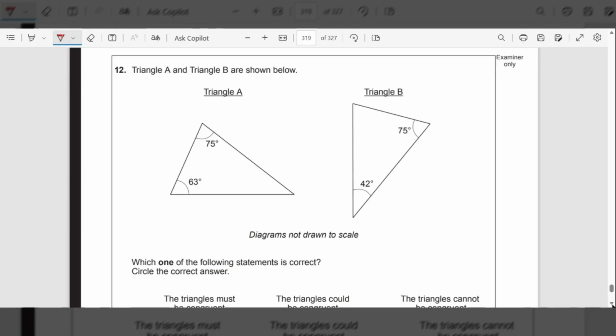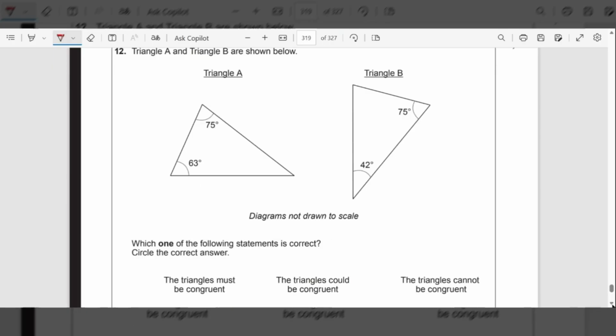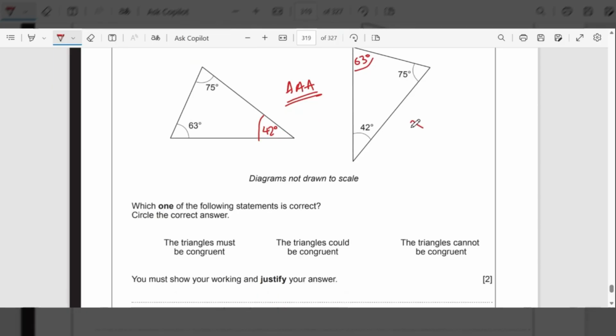Congruence looks like this. Anytime I know two angles, I'm going to work out the third in a congruence question because it might allow me to do an ASA or an SAS, etc. So if I work that out, that becomes 42. And if I work that one out, that becomes 63. So these are a case of AAA, right? Three angles the same. Okay.